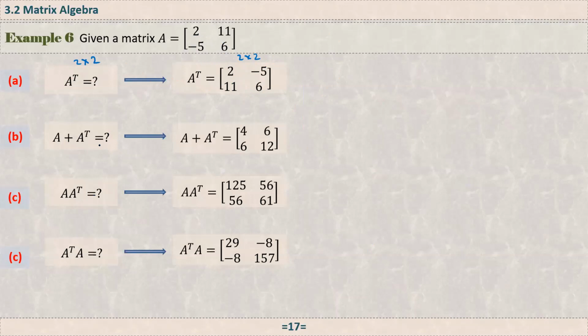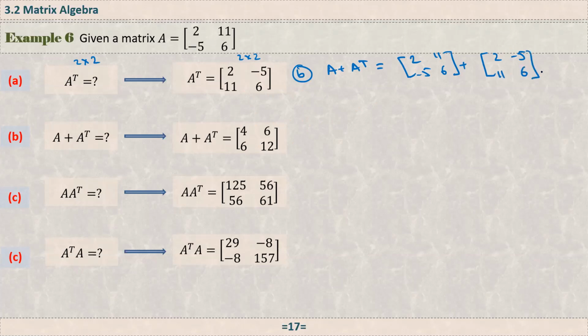And how about A plus A transpose? Here we have A plus A transpose. What is A? A is 2, 11, and -5, 6, plus A transpose, which we just calculated: 2, -5, and 11, 6. If you add them up, 2 plus 2 equals 4, 11 plus -5 equals 6, -5 plus 11 equals 6, and 6 plus 6 equals 12.